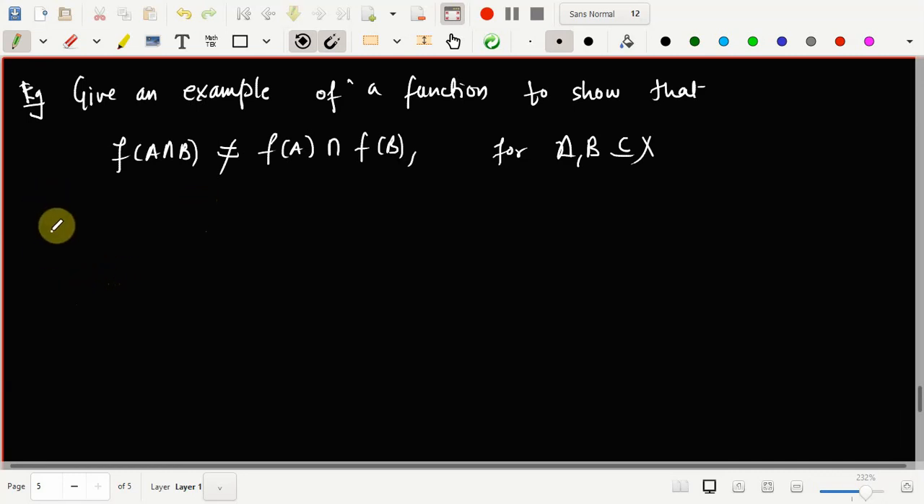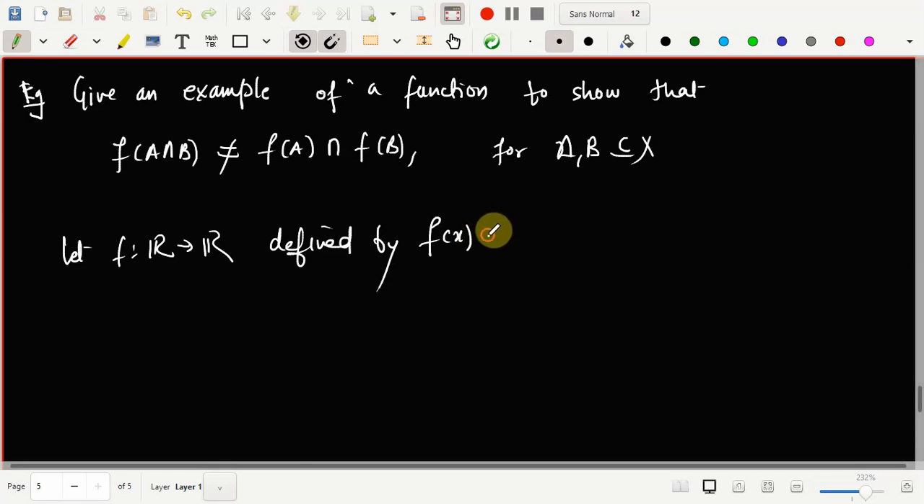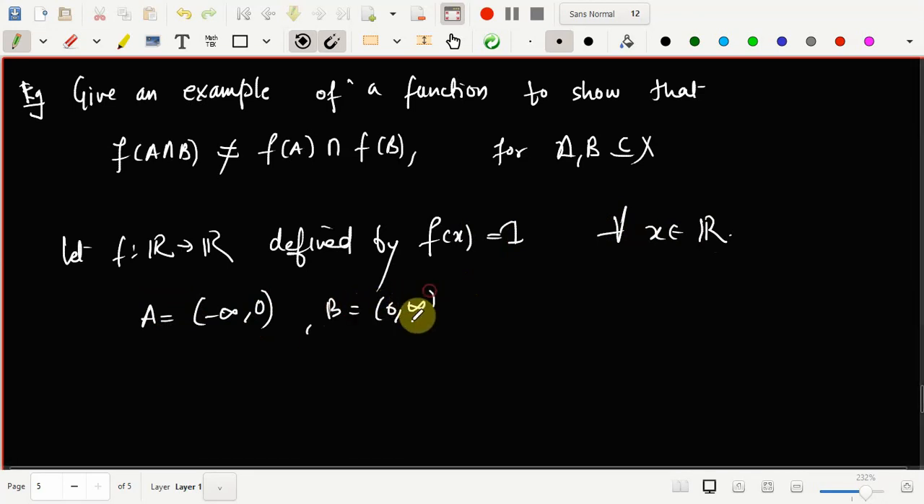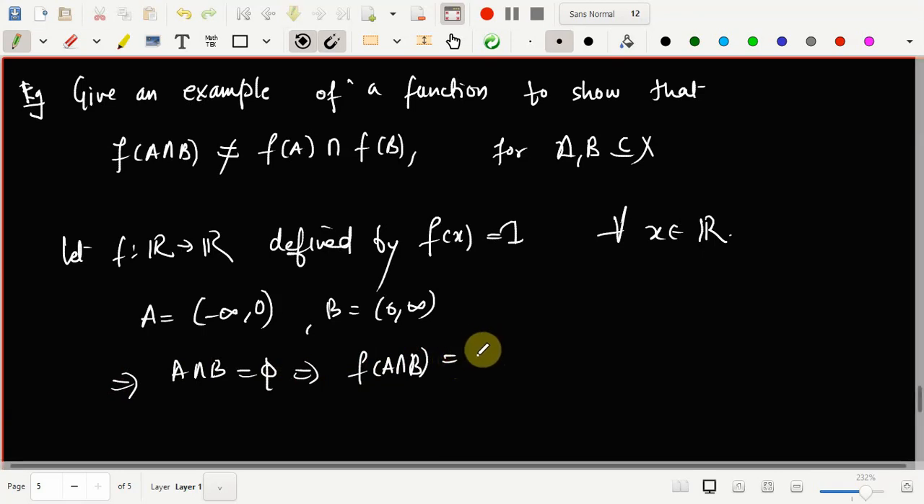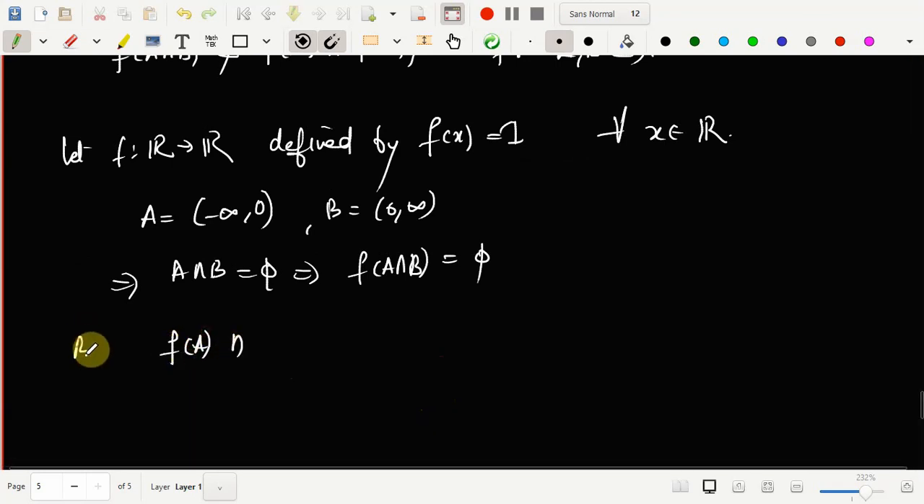You can think of a simple example, maybe a constant function will work. So let f from R to R be defined by f of x is equal to 1. In fact, you can take any other constant instead of 1. Let me take A to be the open interval minus infinity comma 0, that is the left part, and B to be 0 comma infinity. So you see that A intersection B is empty, and therefore this implies that f of A intersection B is empty, right? But what about f of A intersection f of B?